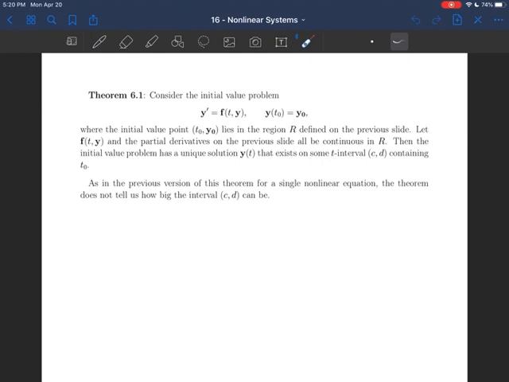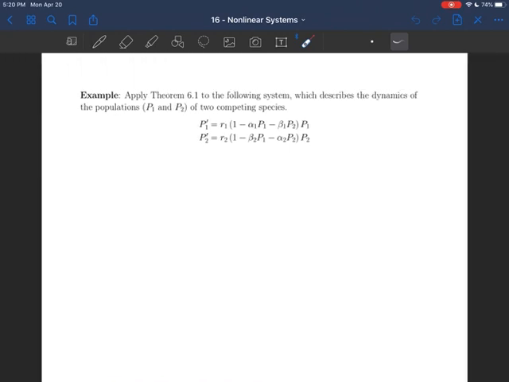But, and this is important to note, as in the previous cases when we're dealing with a single nonlinear equation, the theorem doesn't tell us how long this time interval can be. It only tells us that there is an interval. It could be quite small. And that's, again, because of the nonlinearity. You can make all kinds of crazy things happen with nonlinear functions. So this is our basic existence theorem. Let's take it out for a bit of a spin.